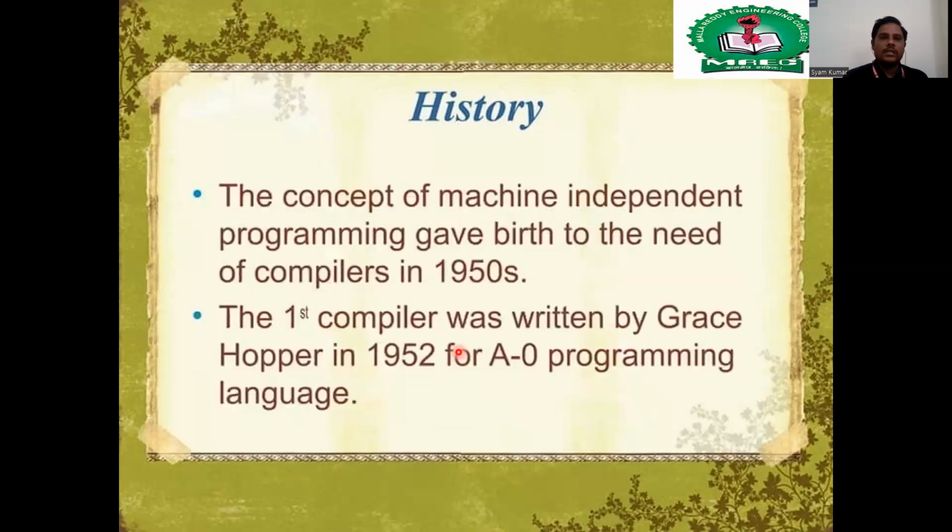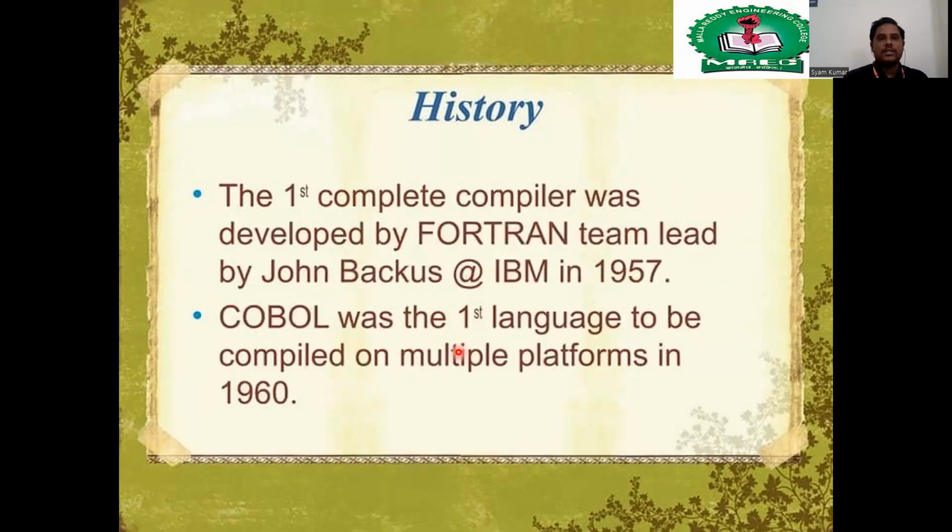So the concept of machine independent programming gave birth to the need for compilers in the 1950s. The first compiler was written by Grace Hopper in 1952 for the A-0 programming language. And the first complete compiler was developed for Fortran. We know the Fortran language already, and it was developed by IBM in 1957.